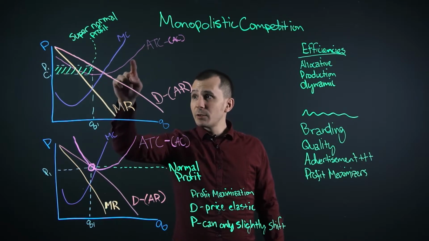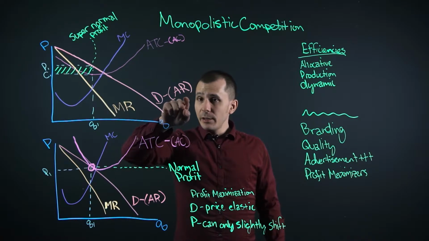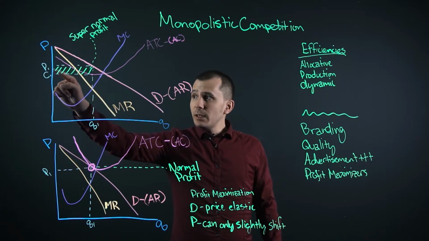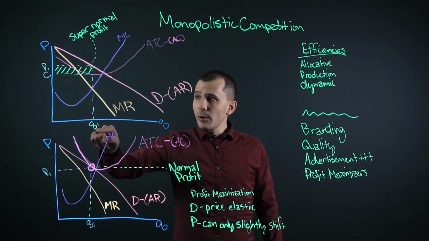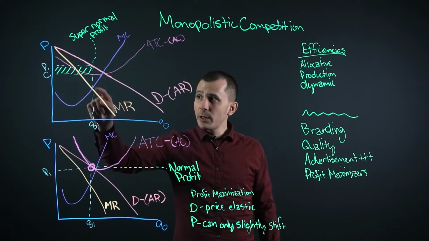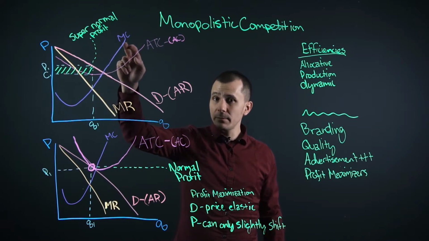And if our average cost is below this line here, our demand, our average revenue, we are going to end up with a little bit of a difference of cost versus price for our quantity. Now, if we take the difference between price and cost and multiply it by quantity, we get our profit margin here, or a supernormal profit.